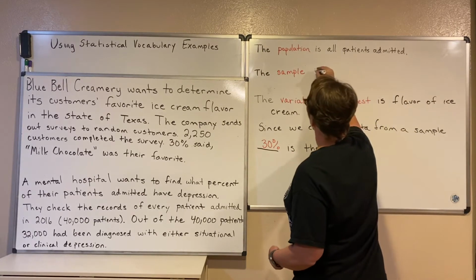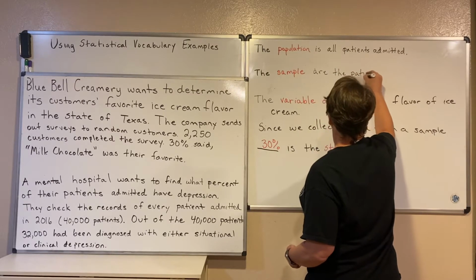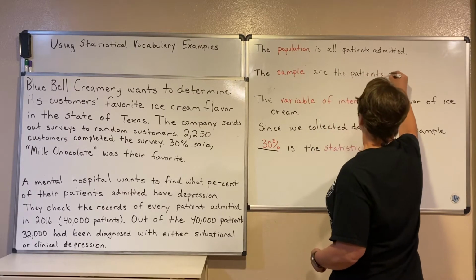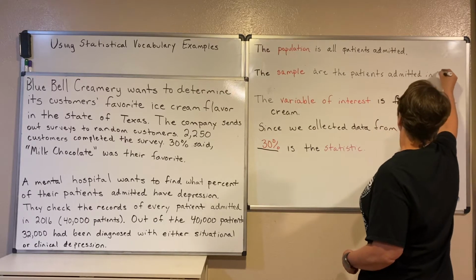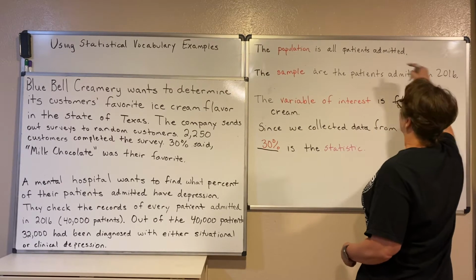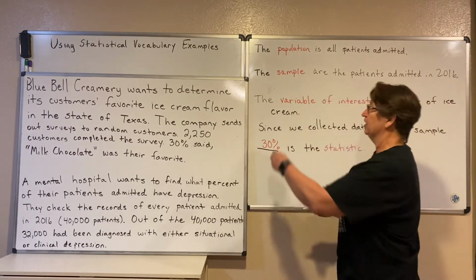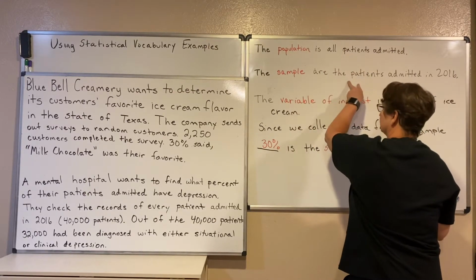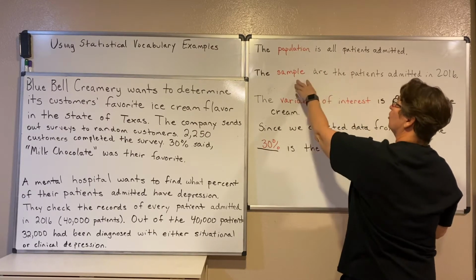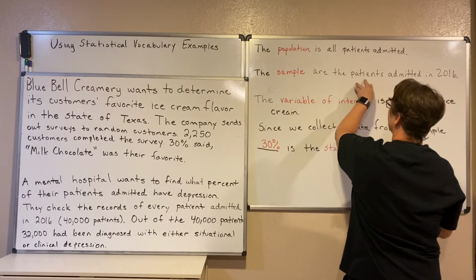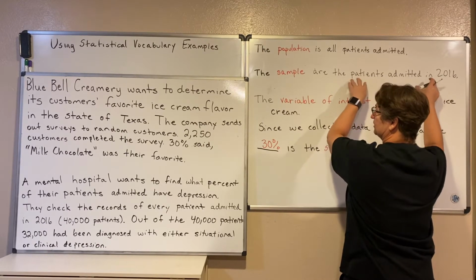So the sample are the patients admitted in 2016. Notice that our population and our sample are the same thing. They're patients. It's just that here the population is all the patients, whereas in our sample it's just the ones we collected data from.